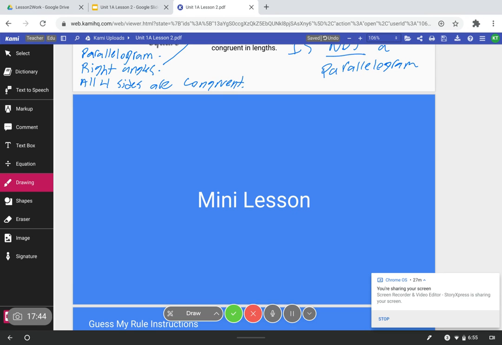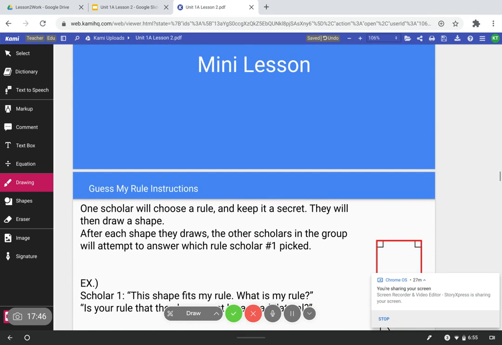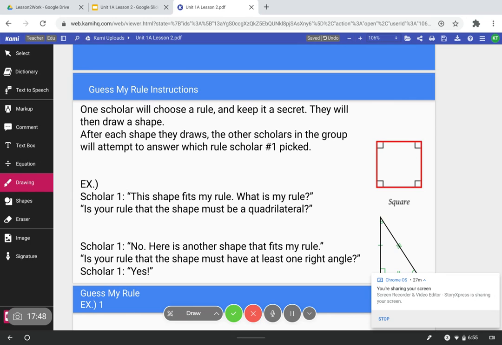Okay, we are going to play the same game that we did on lesson 1. So one scholar will choose a rule, keep it a secret. They will draw the shape, and after each shape that is drawn, the group will attempt to answer which rule the scholar picked. So the dialogue should look something like this. I'm going to draw a shape. This shape fits my rule. What's my rule?